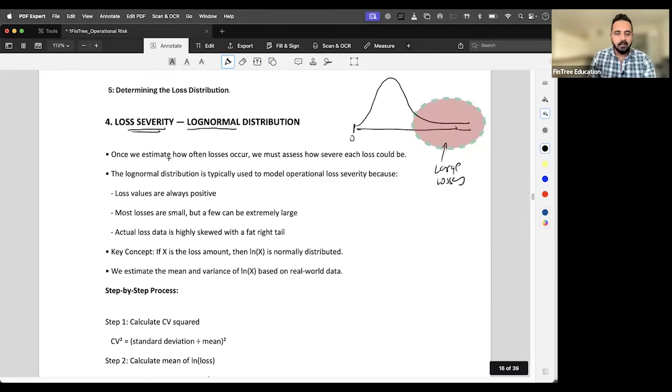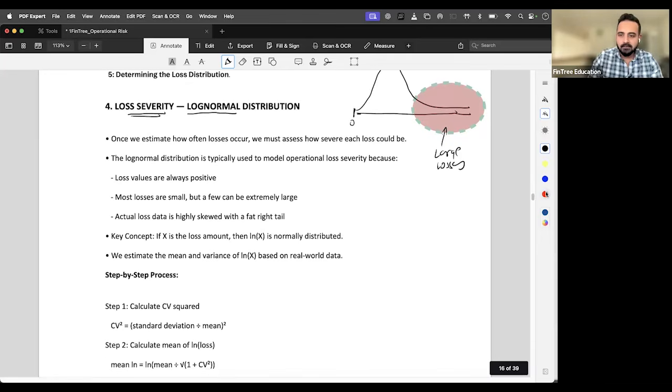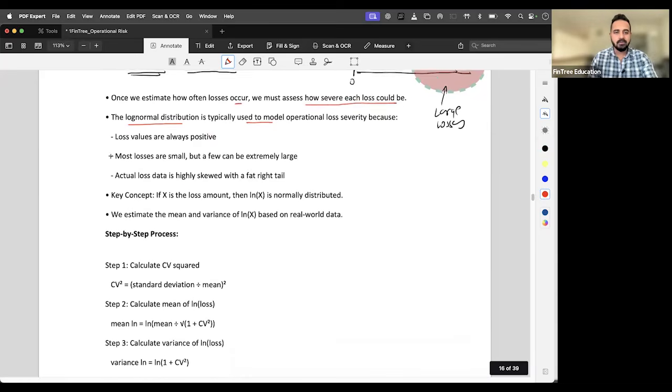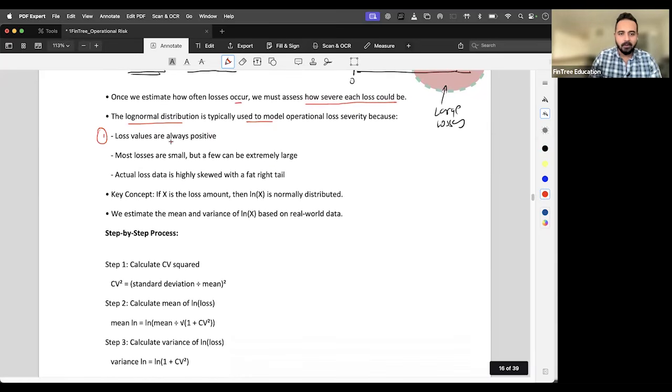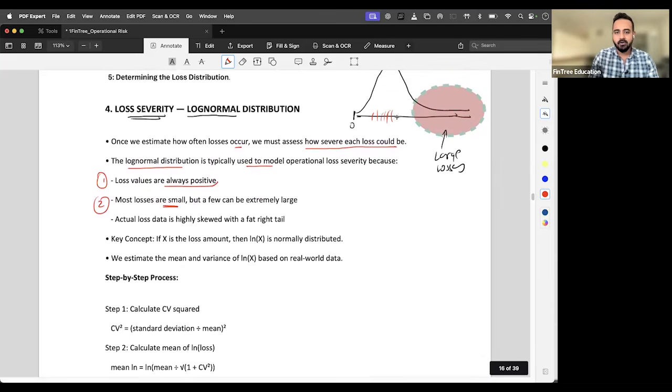Okay, so once we've estimated how often losses occur, we must assess how severe each of those losses could be. Log normal distribution is used to model those losses because, one, loss values are always positive. Second, most of the losses are small, so I have a high density here of small losses, but a few can be extremely large, right skewed behavior. Third, actual loss data is highly skewed with a fat right tail behavior.